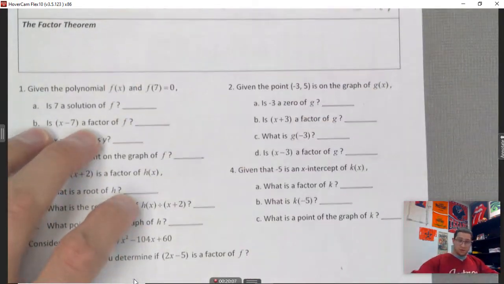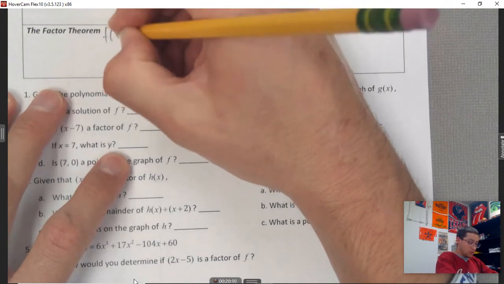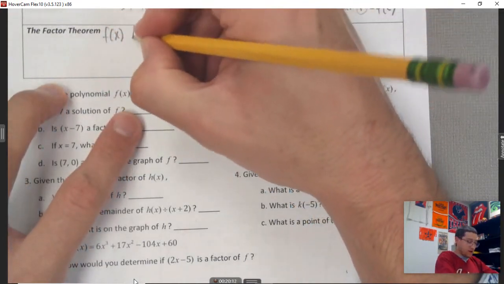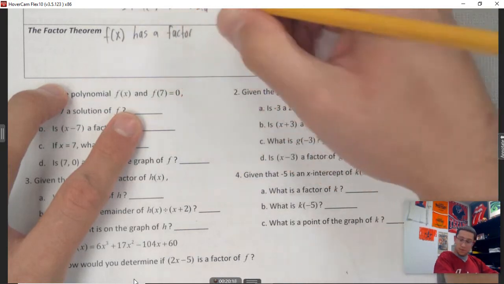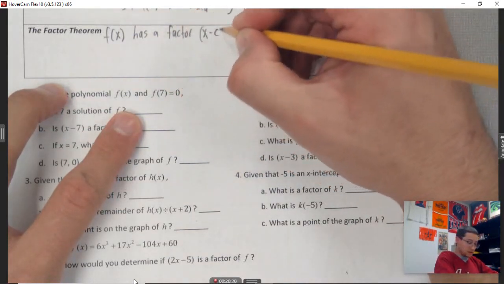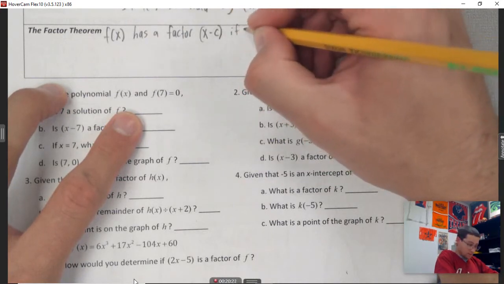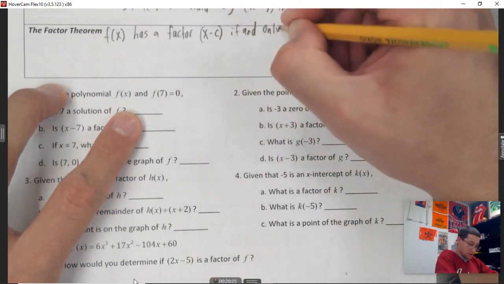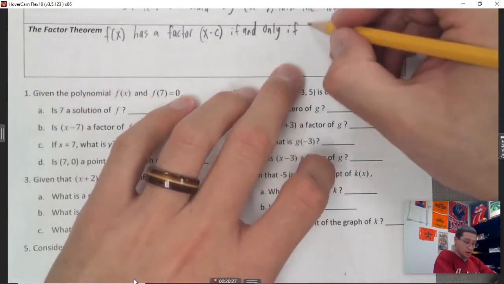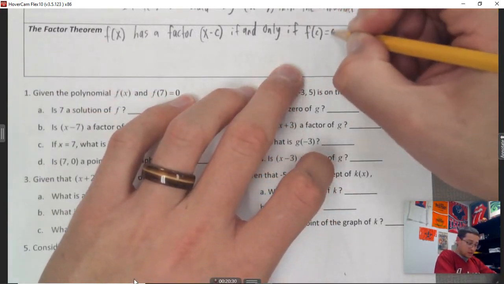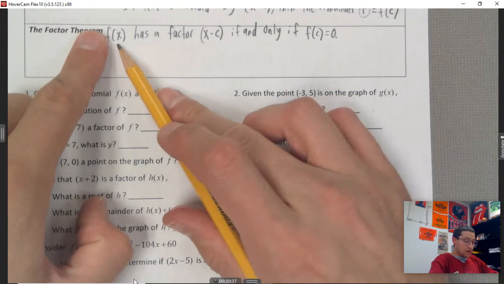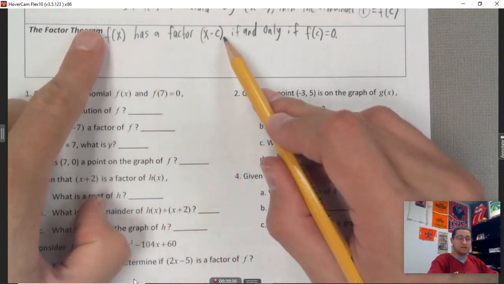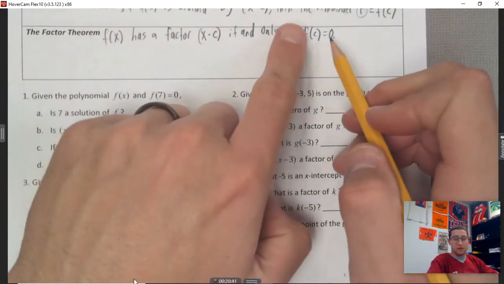Okay, so here it is. f of x has a factor x minus c if and only if f of c is equal to 0. Okay, if and only if. So what that's saying is, f of x has a factor x minus c if this is true.